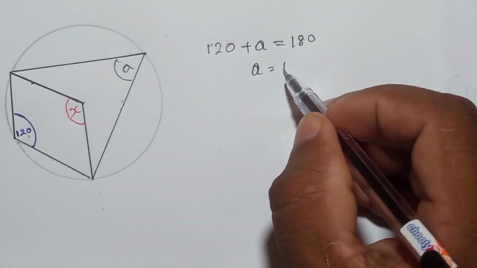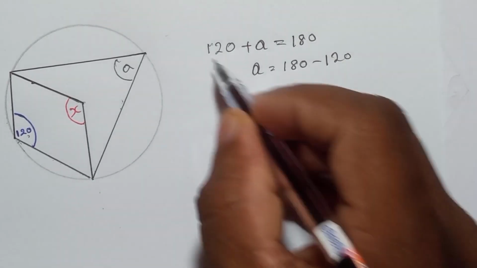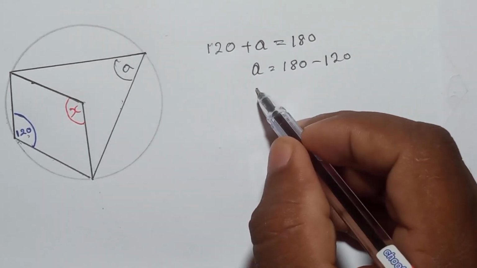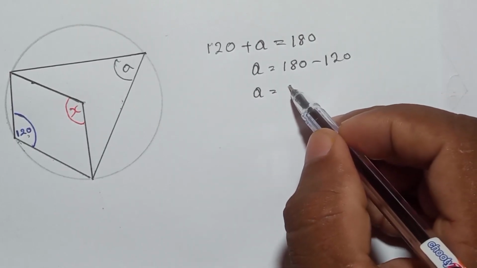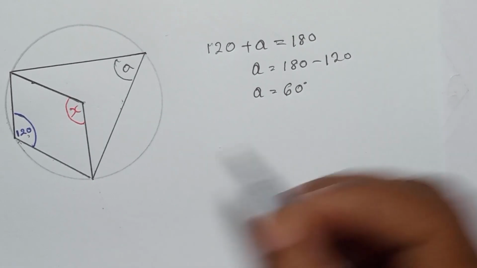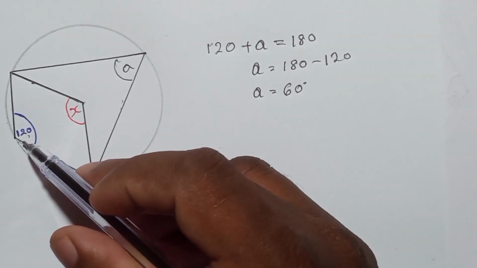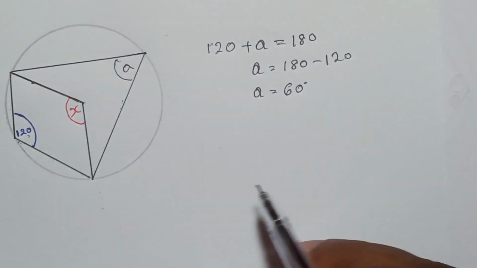120 bring to here, so 180 minus 120, because here it is plus 120, if you bring it to the other side it will be minus. So here a equals 180 minus 120, which means it's 60 degrees, right? You can do it in your mind even, but if you need to show it, you have to show it this way, right?